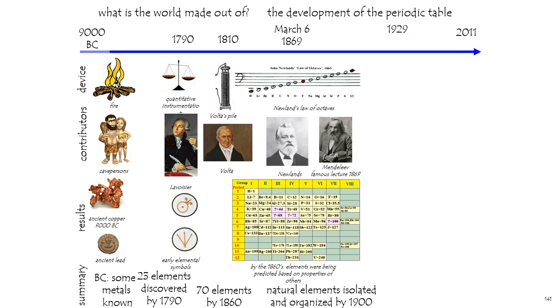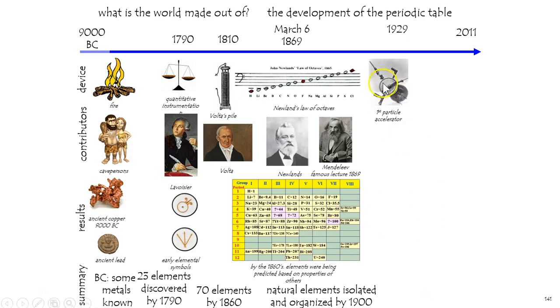And many elements by 1900 had been organized and categorized. Early periodic tables existed. In 1929, something pretty surprising happened. People started to make new elements. Isn't that something, right? Isn't that like playing God a little bit?